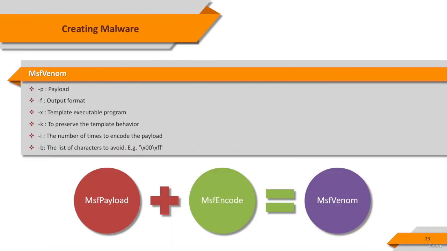MSF Venom is Metasploit's standalone payload generator. It's the combination of MSF Payload and MSF Encode, putting both of these tools into a single framework instance. That means MSF Venom is a combination of payload generation and encoding.